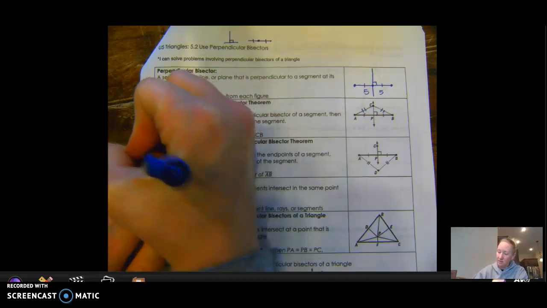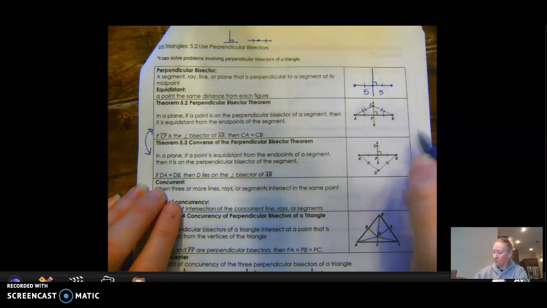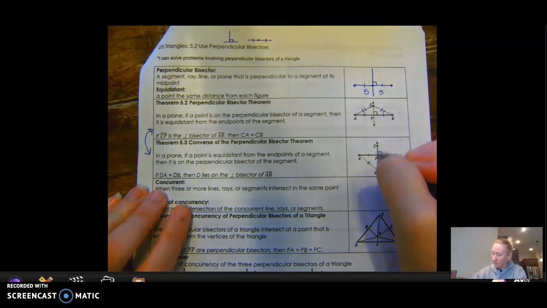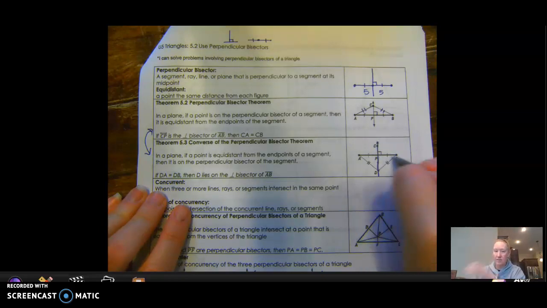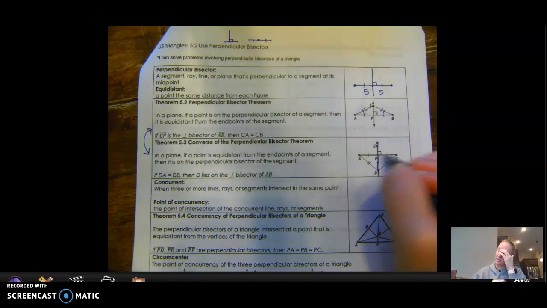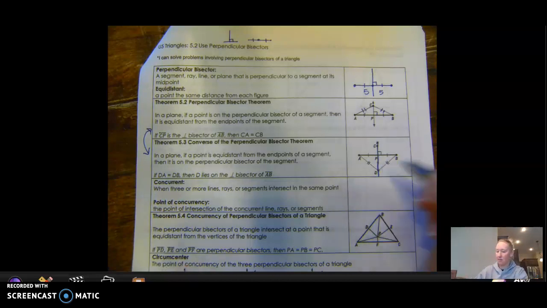The converse of this is just flip it around. If there is a point that's on a line that goes through this segment, so point D is on this line CP, D to B is congruent to D to A. Since I know that those two things are congruent, then that tells me that CP is a perpendicular bisector at 90 degrees, and this is congruent to this. So D is on that perpendicular bisector.